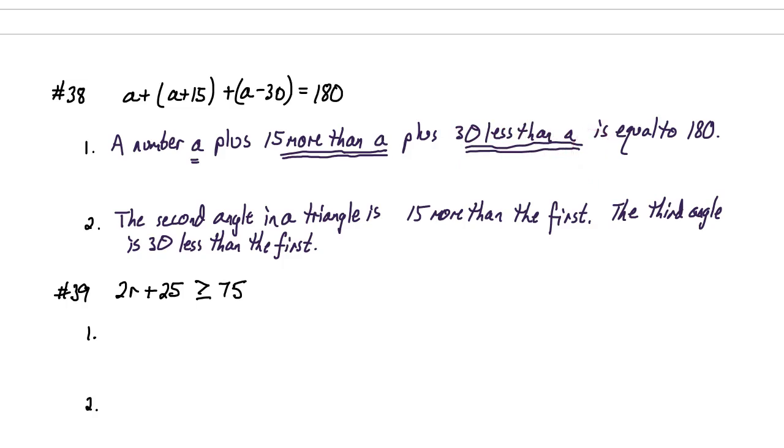For my second statement, I used a concept from geometry that the three angles of a triangle add up to 180. And I said the variable A represented the size of an angle in a triangle. The second angle is 15 more than the first, would be A plus 15. The third angle is 30 less than the first, would be A minus 30. And all three angles of a triangle add up to 180.